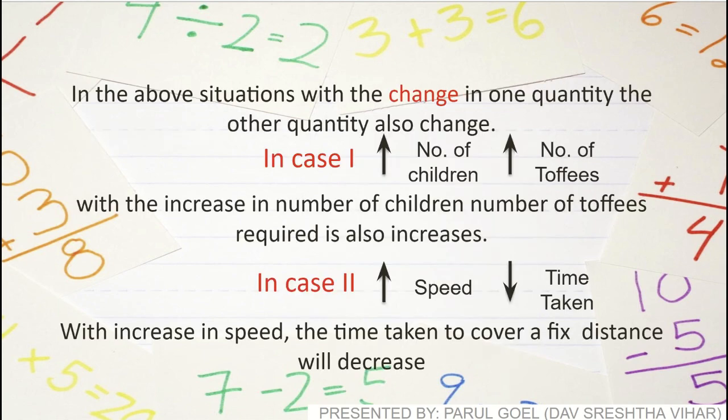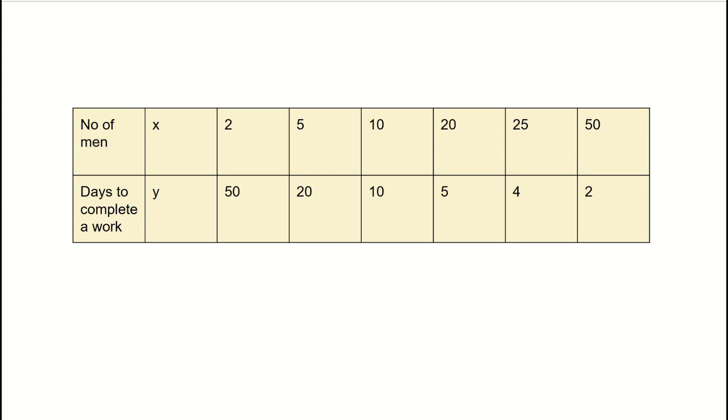So in both these situations, what we find is that in the first case, if the children are increasing in the class, you need more toffees. In the second case, if you want to reach early to your school, you need to increase the speed. Let's consider one more situation in which we have number of men employed and days to complete a work.